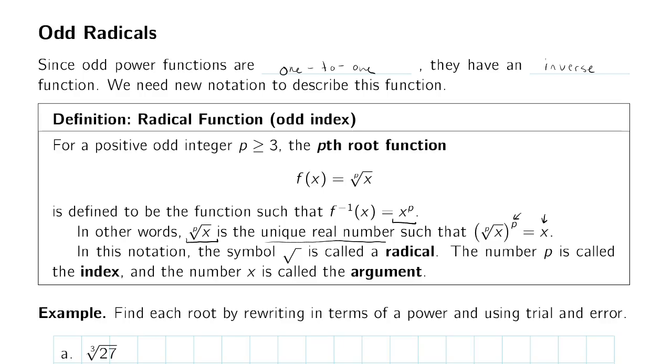We call these radical functions. This symbol, the squiggly line, is called the radical. The number p, written here, is called the index. And the number x written inside is called the argument.